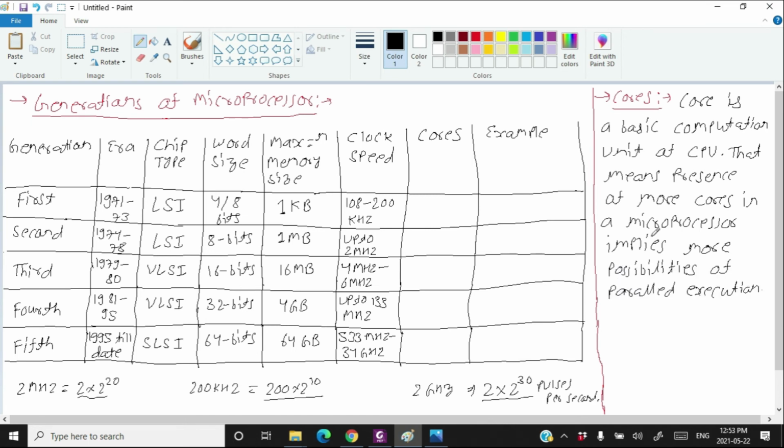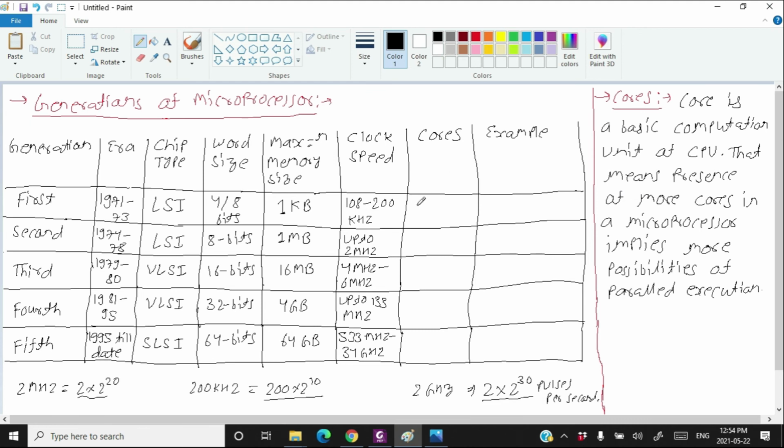A CPU is like a shop. You went for shopping and there were four shopkeepers. Therefore, that shop was able to entertain four customers together. In the same way, if your microprocessor has four cores, it is able to entertain four instructions together. So the number of cores increases the possibility of parallel instructions in a microprocessor.